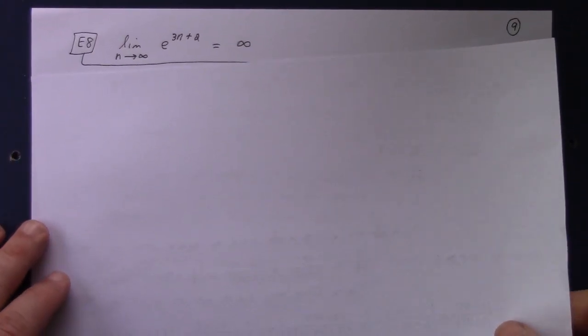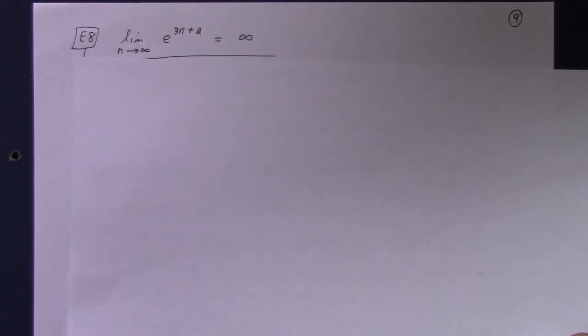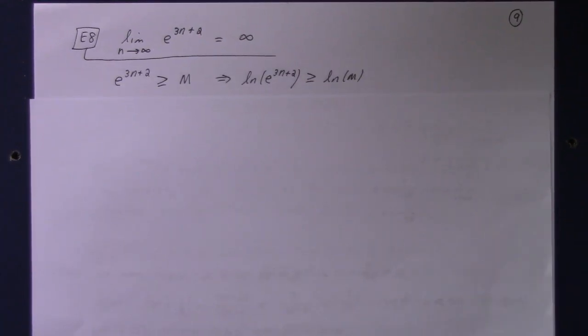I think I asked you guys about the natural log. Here's a proof of an exponential. They're kind of the same. So I want to show that the limit as n goes to infinity of e to the 3n plus 2 is infinity. All right. Now, my goal then is to show that this is larger than m, given that I can make the little n sufficiently large.